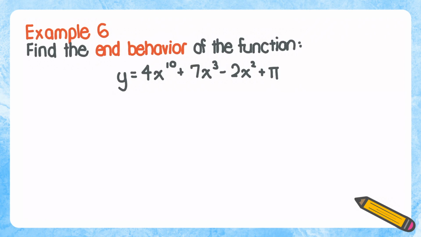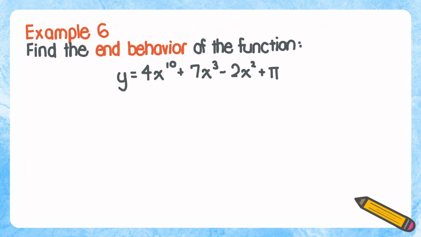For our first example here, let's find the end behavior of this function. Y equals 4x to the power of 10 plus 7x cubed minus 2x squared plus pi. There's a lot of stuff going on in this function, but we're just focusing on the leading term. I want to see whether it's an odd or even degree function, and I also want to see if the leading coefficient is positive or negative.